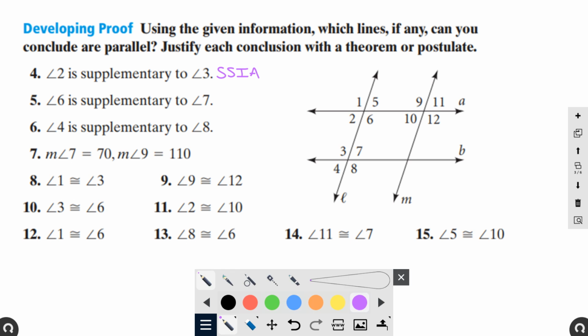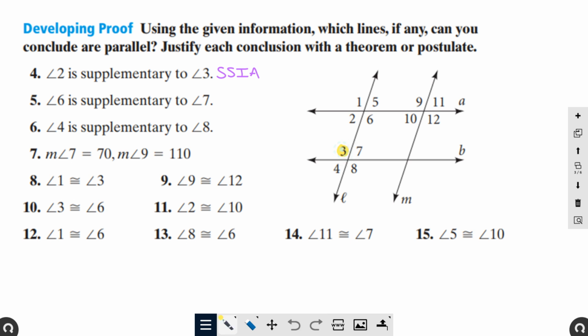A and B. If we were to highlight those again, it's here and here. And if you were to trace out angle 2, it uses those two lines. Angle 3 uses those two lines. So does it touch M at all? No. So our answer here would be A and B. That's the ones that it's in between.